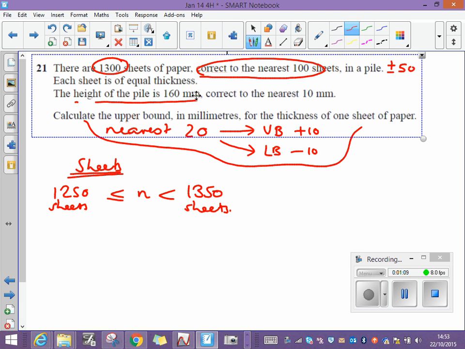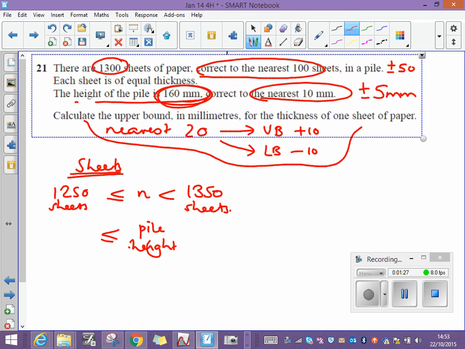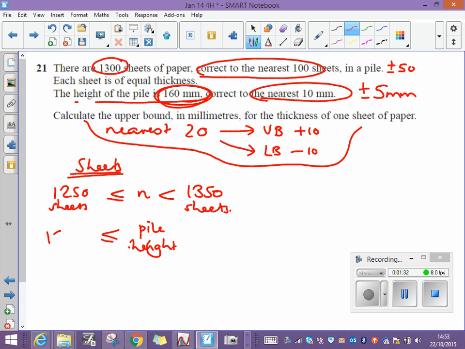If we look at the height of the pile, we're told that it's 160 millimeters, correct to the nearest 10. Now, to the nearest 10 millimeters, we add and subtract half of 10 millimeters, which is 5 millimeters. So the pile height, with all those sheets of paper in it, must be greater than or equal to 160 take away 5, which is 155 millimeters, but must be less than the maximum height of the pile, which is 160 plus 5, so that's 165 millimeters.